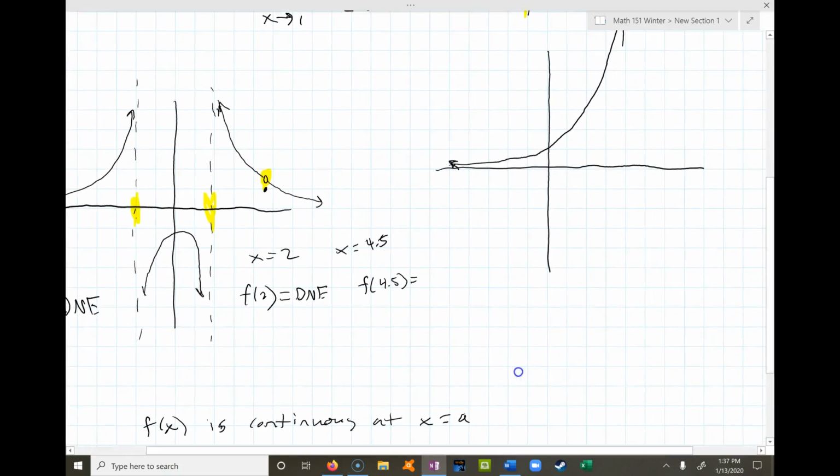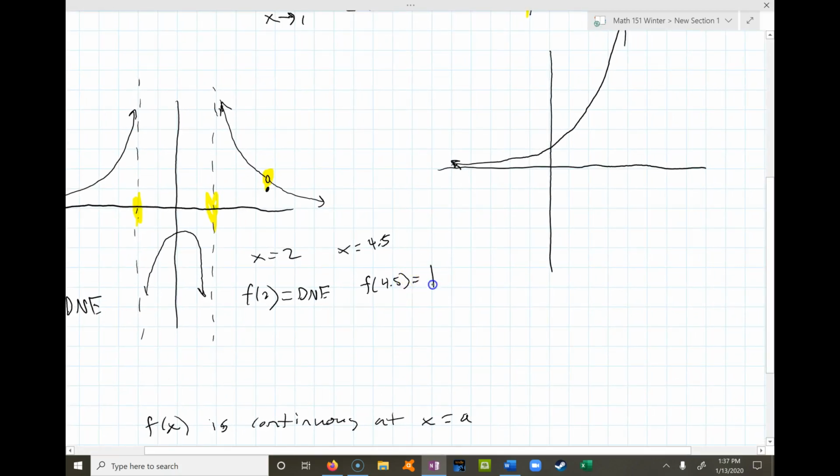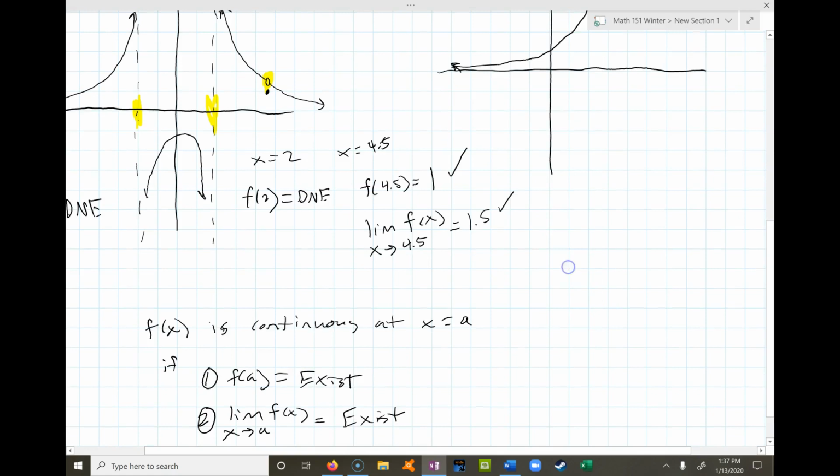So does f of 4.5 exist? And the answer is yes. It looks like it's equal to 1. Then we take the limit of f of x as x approaches 4.5. As we come from the left, it seems to be approaching about 1.5. And as we come from the right, it seems to be approaching the same thing, so about 1.5. So that also exists. That passed the first criterion, and passed the second criterion. Remember, the third criterion is that those two have to be equal to each other, and they do not. 1 is not equal to 1.5, and so therefore it fails. So it is still a discontinuity, but for a different reason than before.